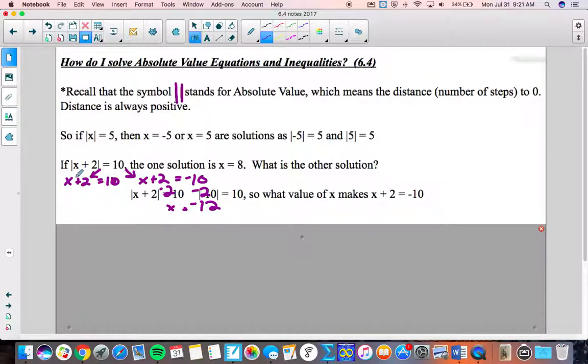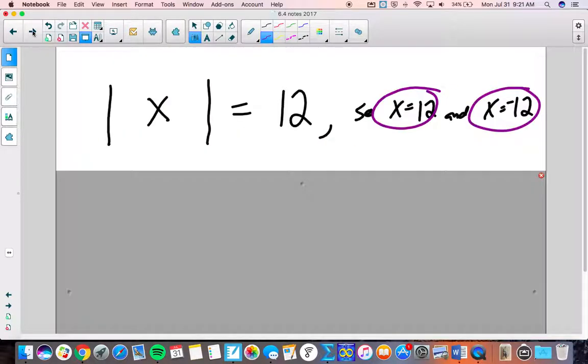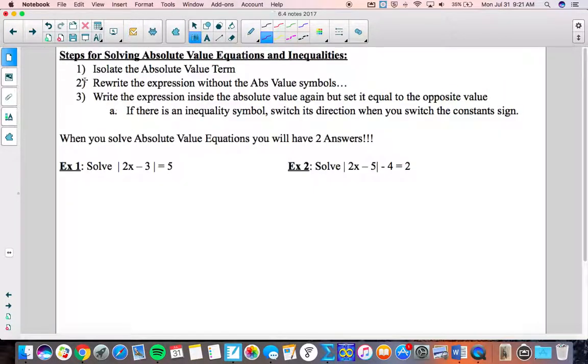So this is called a split. We drop the absolute value sign and set one equal to 10, or whatever this number is. We just drop it down. But then the other one, we drop the absolute value sign and we take the opposite of whatever this distance is. Let's try a little bit more of that. So here, we're going to isolate the absolute value term. Well, it is isolated. There's nothing else outside of the absolute value symbols here.